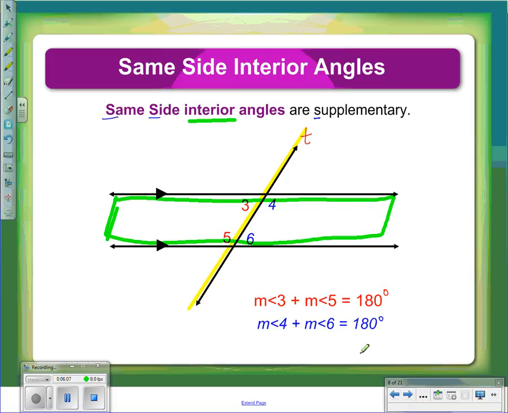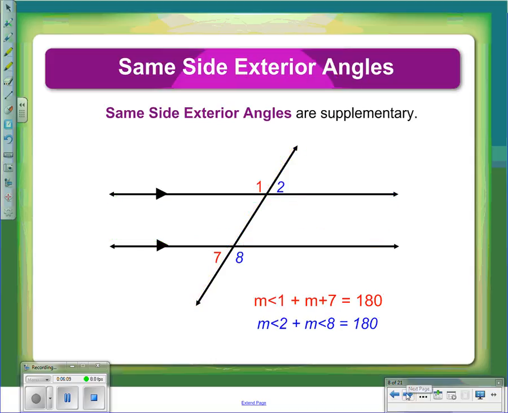Remember those S's. Let's look at same side exterior. Again, we have our transversal. I'm highlighting it. Label it with the T. There's my transversal. Then we're looking at the same side of the transversal. So 1 and 7 are on the same side.